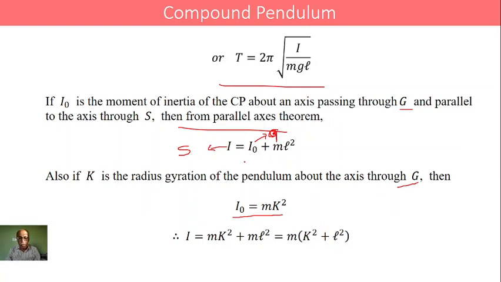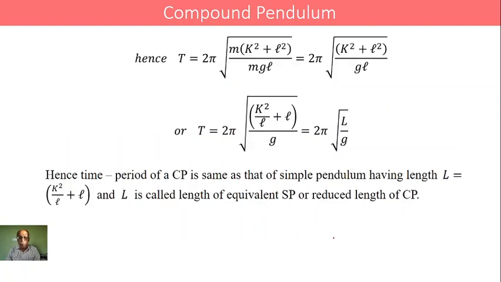Now the above relation becomes I equals mk square plus ml square, or m into (k square plus l square). That is the moment of inertia of the compound pendulum. Now T equals 2 pi root of I by mgl. I is m into (k square plus l square), divided by mgl. The m gets cancelled. Therefore that will be equal to 2 pi root of (k square plus l square) divided by gl.